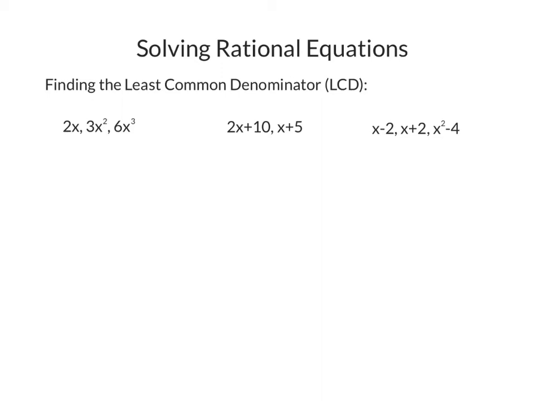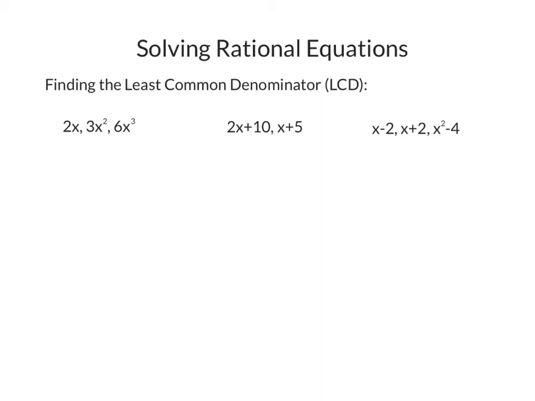So I have three examples here, and we're going to pretend that these values are the denominators of our fractions, or our rational expressions. So let's look at the first one, 2x, 3x squared, and 6x to the third. Well, I know you've worked on finding least common denominators before of numerical expressions, but maybe not polynomial expressions. So when we look at an example like this, where we have all monomial terms, you're going to look at your numbers and variables separately.